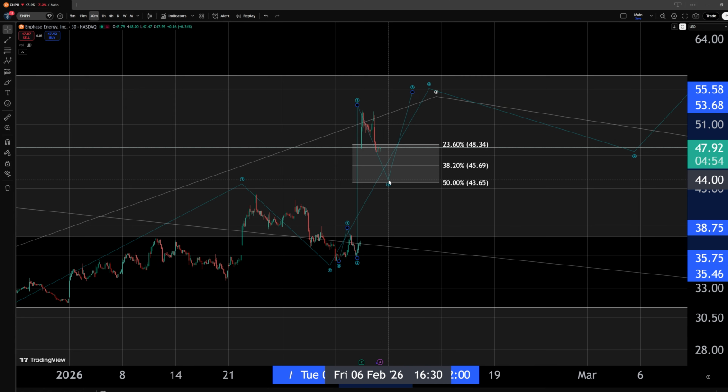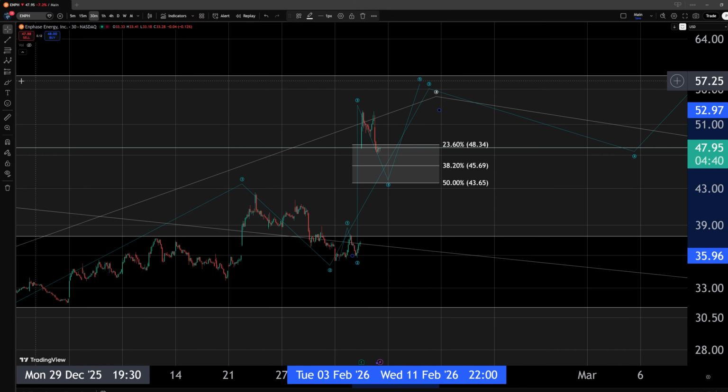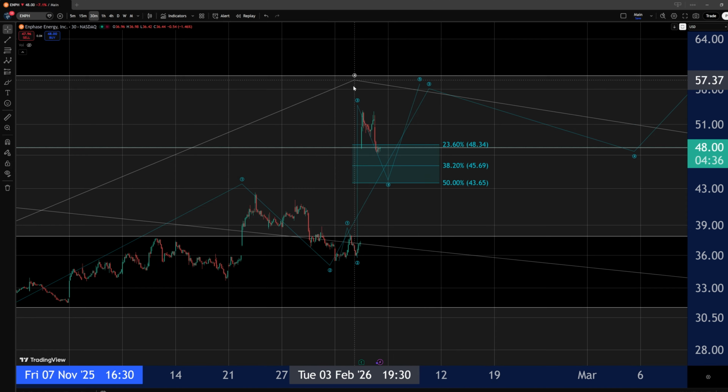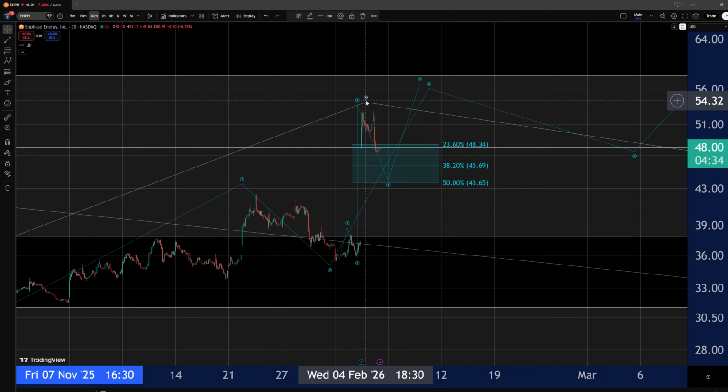Now, in this structure, however, I would be looking for the 50% retracement to hold. If we form a break below the 50% retracement, I would not be able to track this pattern with any confidence, really. I would be prepared for a very direct breakdown. I would be considering a more substantial top to already be in place within this wave 4.